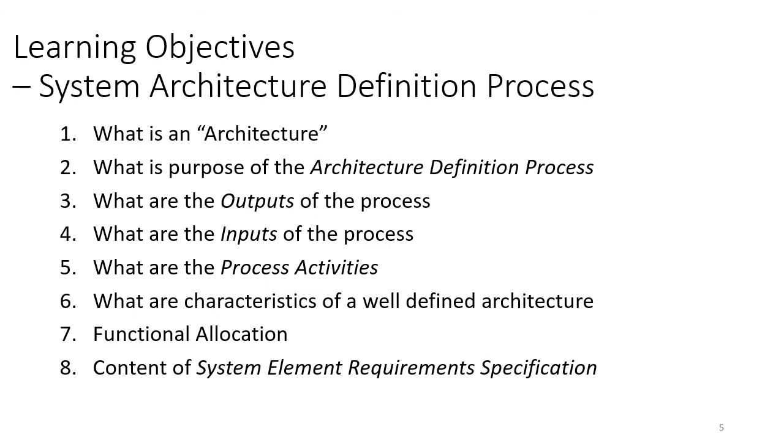The learning objectives for this video are: what is an architecture? What is the purpose of the architecture definition process? Then the outputs, inputs, and process activities. Number 6 provides a little information on the characteristics of a well-defined architecture. Number 7 gets into the functional allocation process, and number 8 is the output of this process, the system element requirement specification.